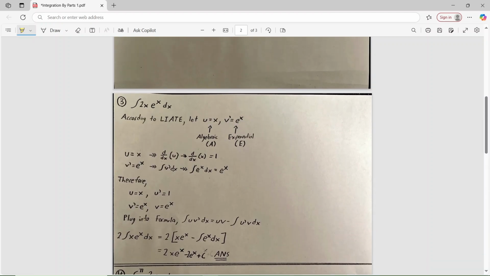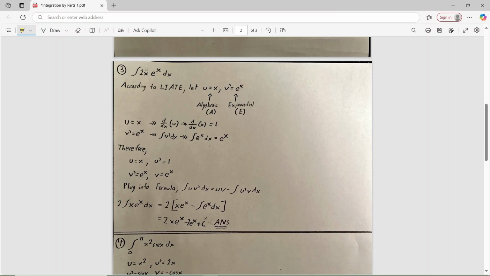So for the first example, we have the integral of 2x times e to the x. So according to the LIATE rule, u is going to equal x and v prime is going to equal e to the x. Because remember, v prime is going to correspond to the rightmost function, and u is going to correspond to the leftmost function. In this case, u equals x, which is algebraic, and v prime equals e to the x, which is exponential.